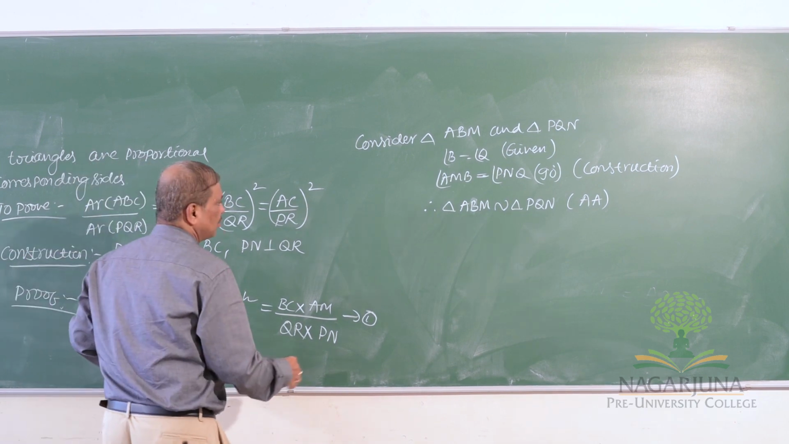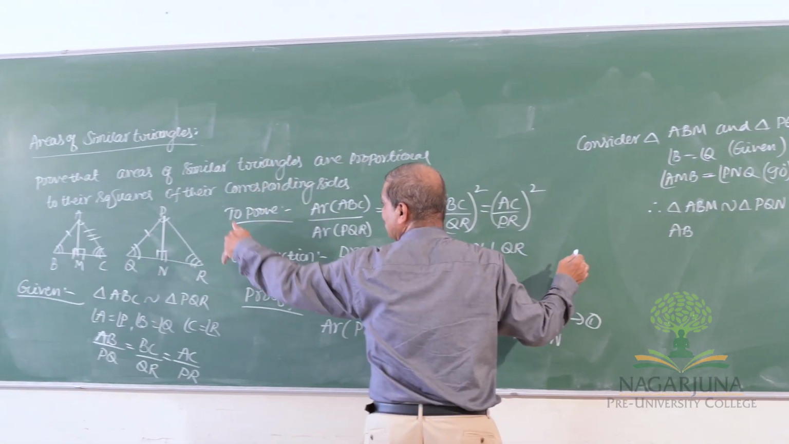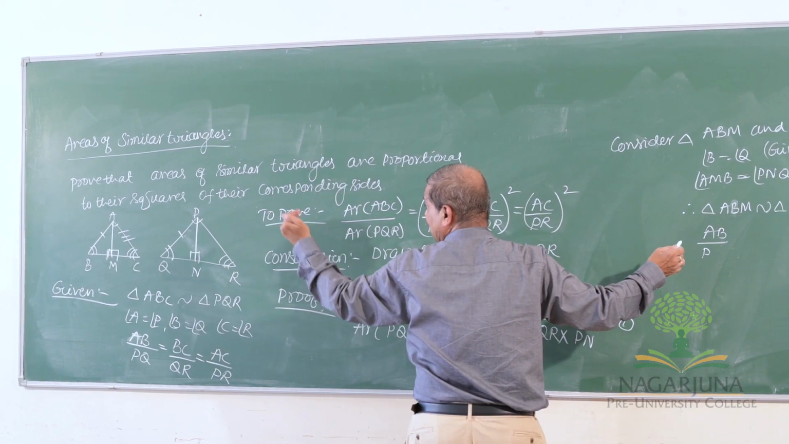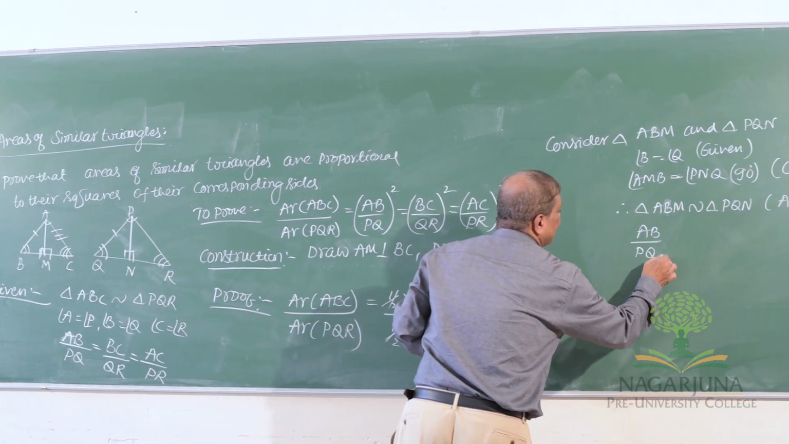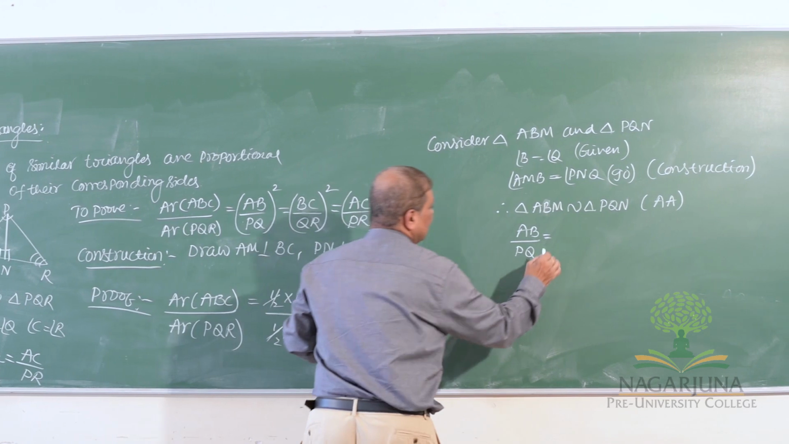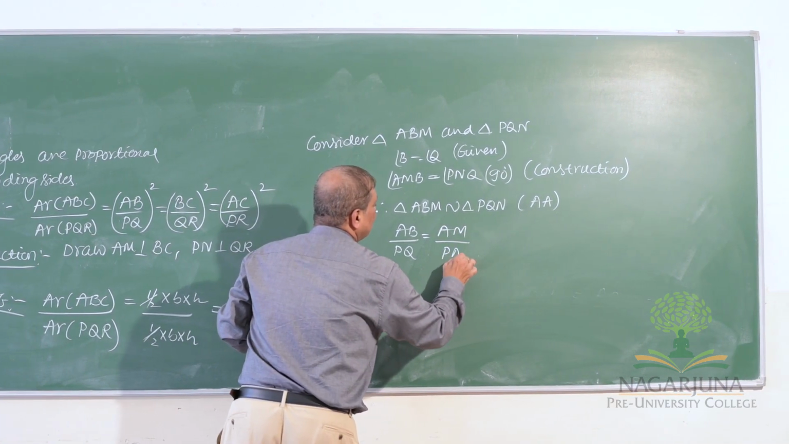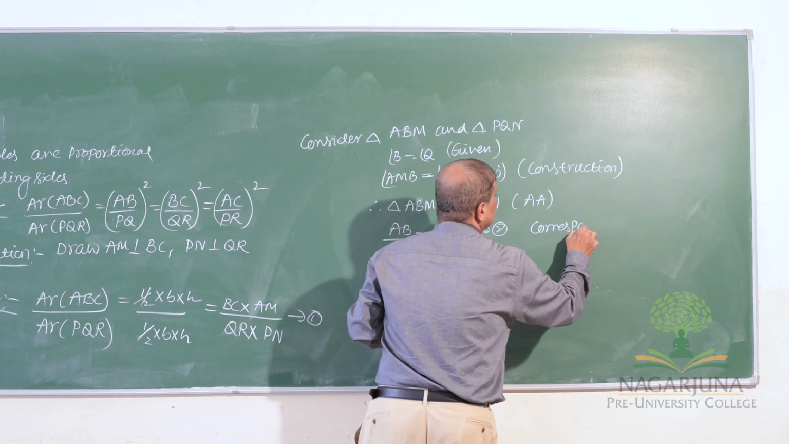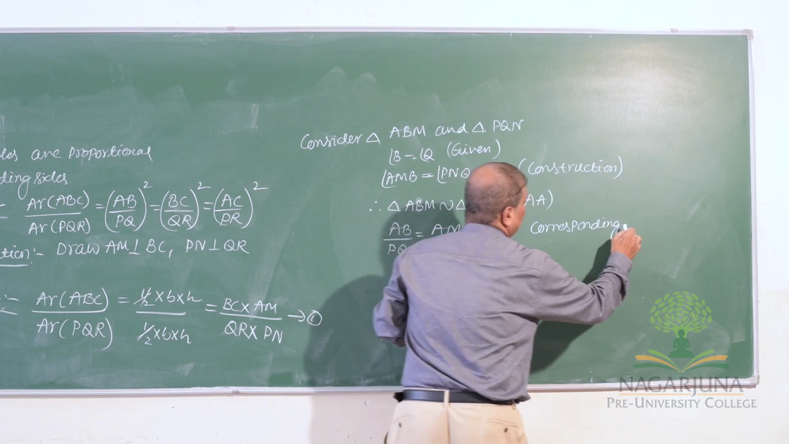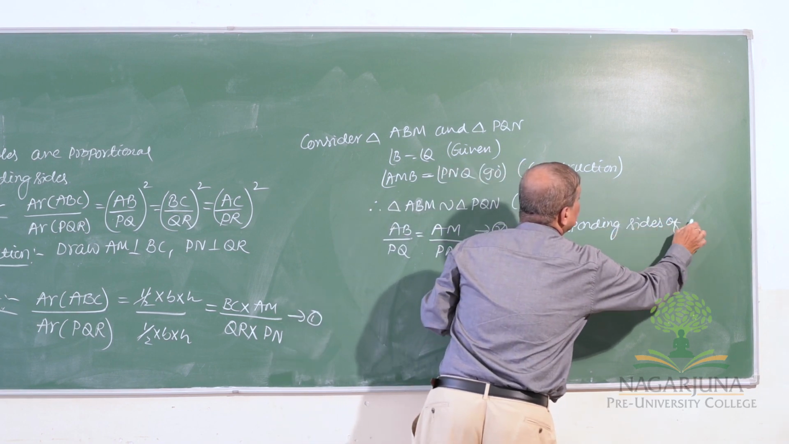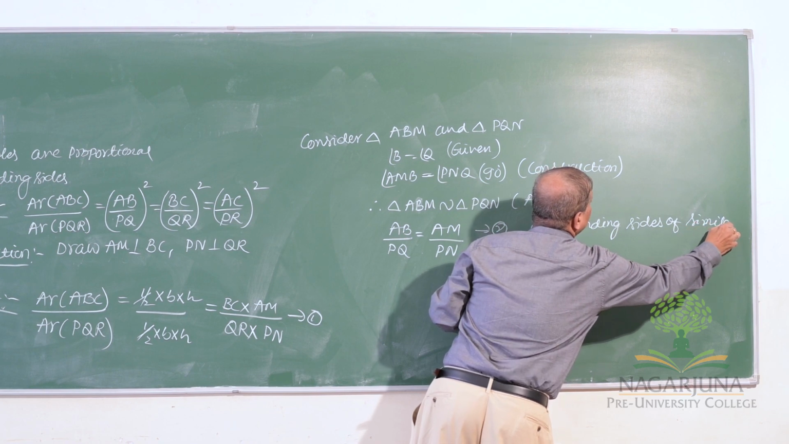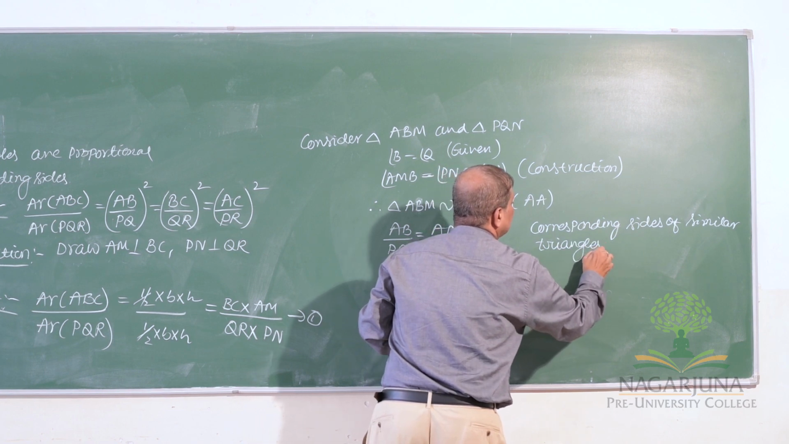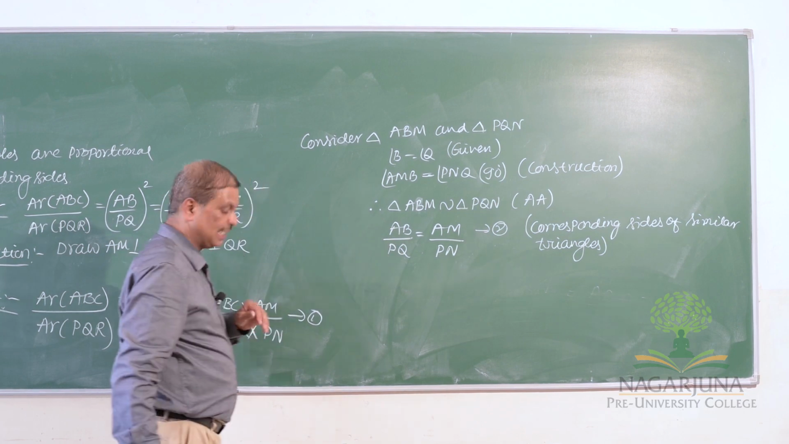What are the corresponding sides? One corresponding side of ABM is AB, and the corresponding side of PQN is PQ. AB by PQ is equal to AM by PN. Call this equation 2. Reason: corresponding sides of similar triangles are in the same ratio. So this is equation 2.